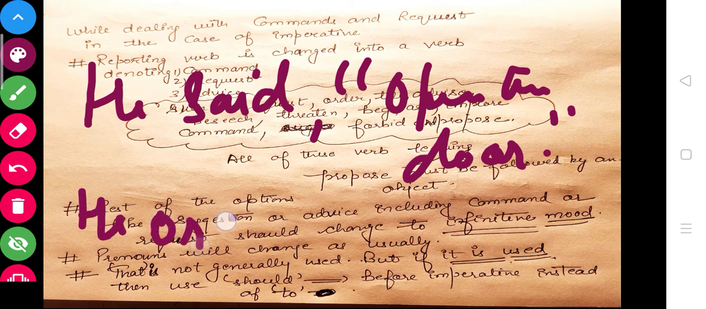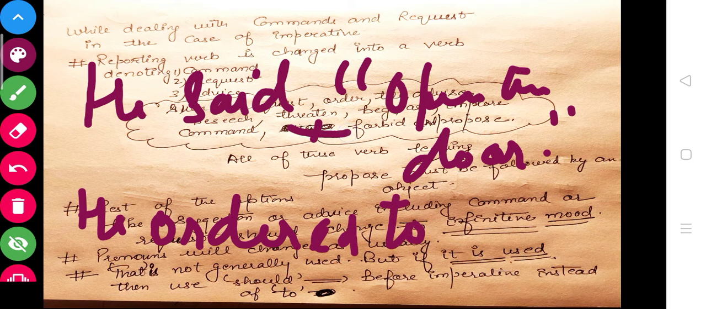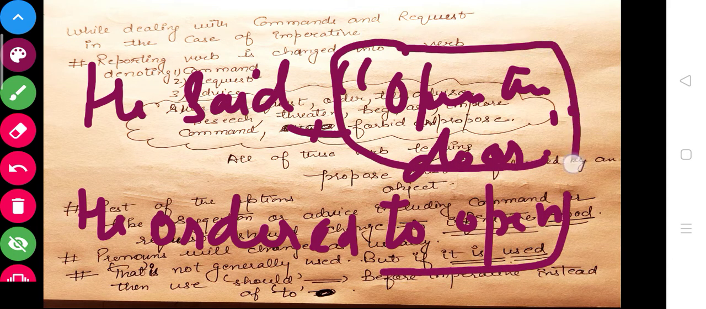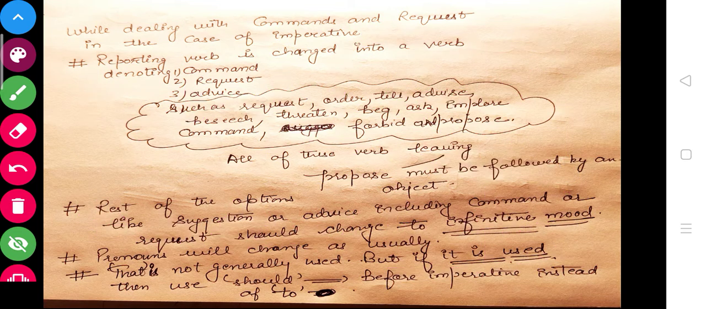He ordered to open the door. Now here, to open, that means infinitive, it changed into the infinitive mode from the imperative mode. That's what it means. Now here you see pronouns will change accordingly. The way they are getting changed, pronouns will always change, if those are given accordingly.